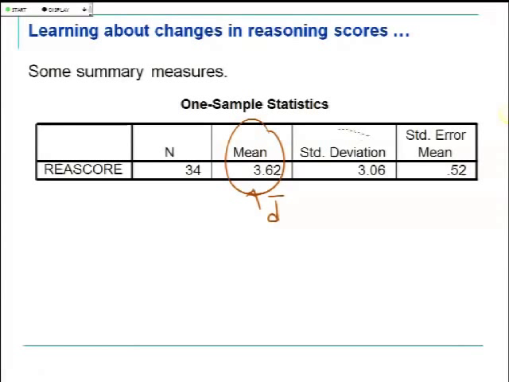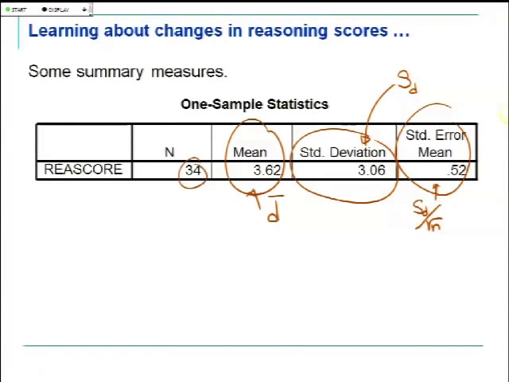How do I represent this 3.06 sitting next to it? It's a standard deviation for my sample, so it is an S. What else do I put? S sub d, because it's on the differences. And then here, even next to that, is that nice standard error: s d over the square root of n, and n here is 34. So even the standard error is already computed. So it's not very hard to do part B.